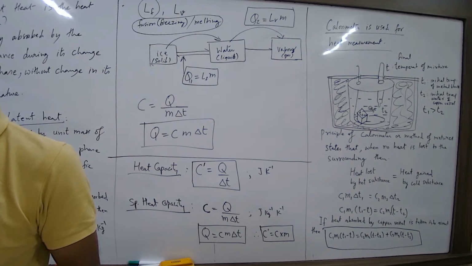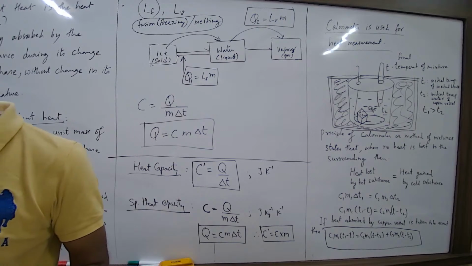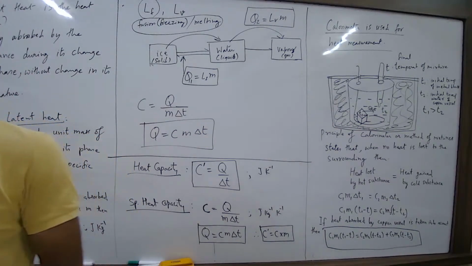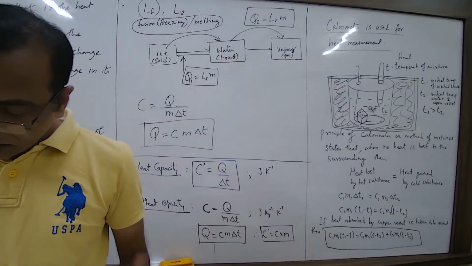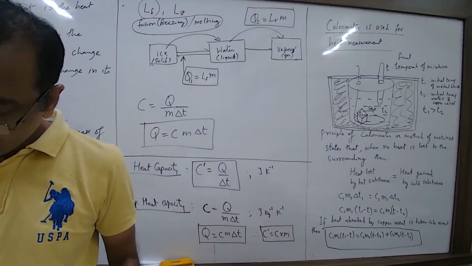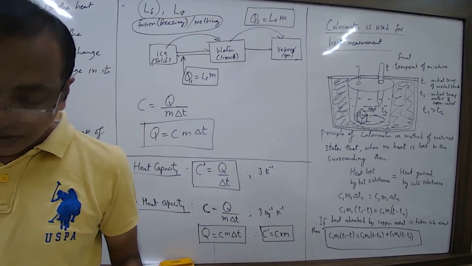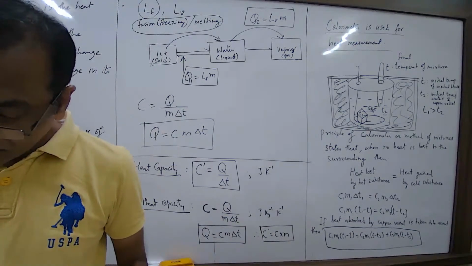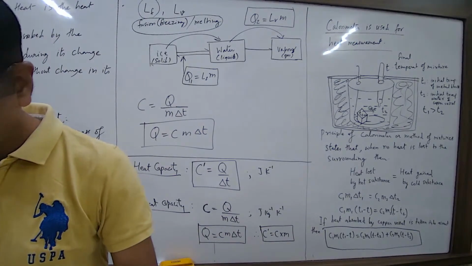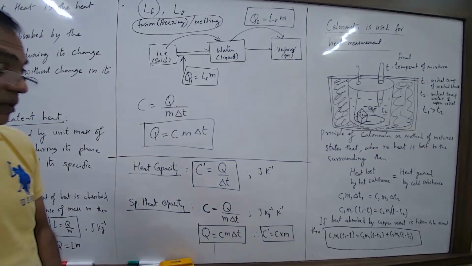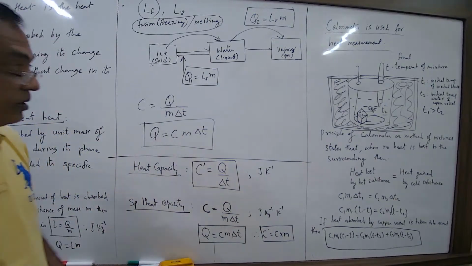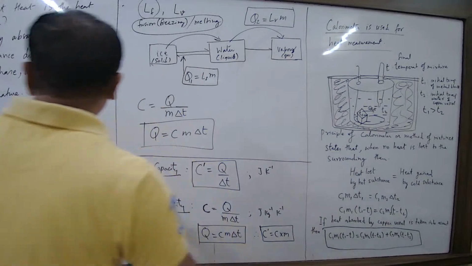So the first numerical is, in my book: by imparting heat to a body, its temperature rises by 15 degrees. What is the corresponding rise in temperature on the Kelvin scale? The rise is the same. So this is an easy question.